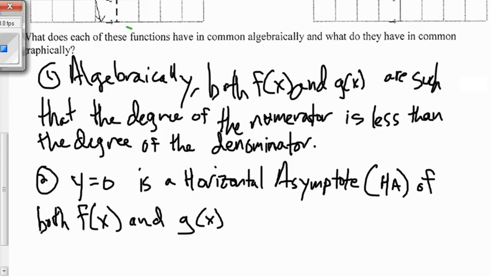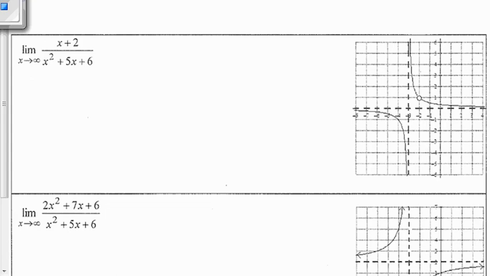So here's what we just talked about. Algebraically, the degree of the numerator is less than the degree of the denominator, and graphically, both of them have a horizontal asymptote at y equals 0. All right, so we should be on the top of page 4. I don't have in the video what's written up there, but let's look at it.